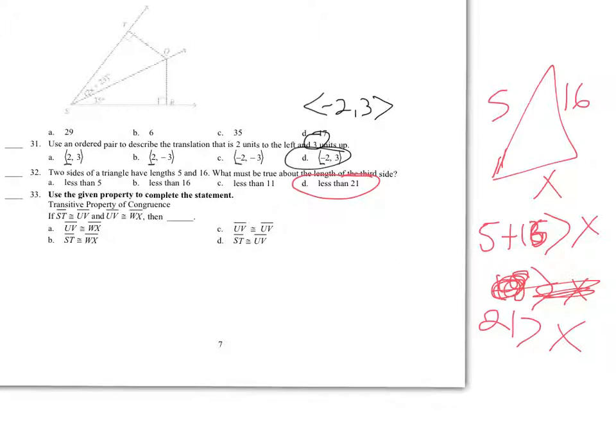Number 33, the transitive property. Well, if you have 2 things that are equal to the same thing, then they're equal to each other. So ST is congruent to WX.